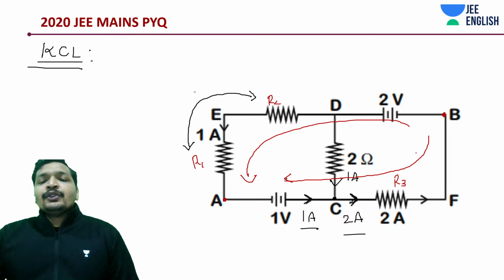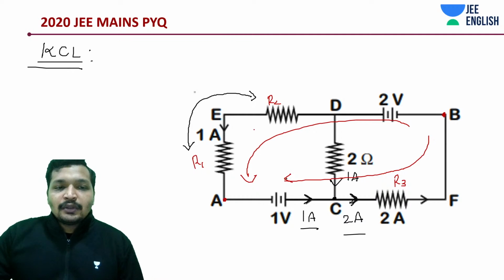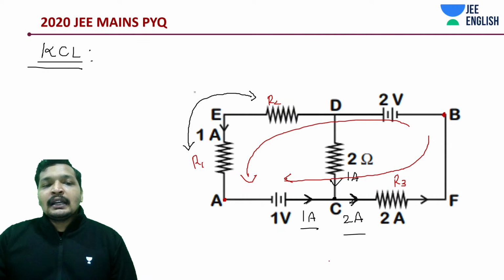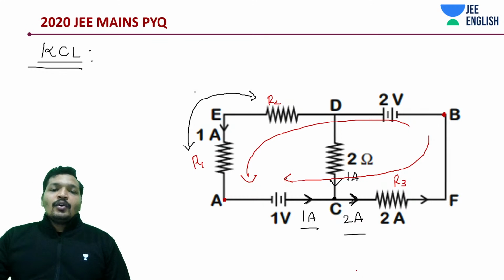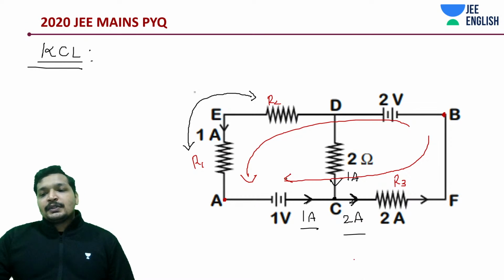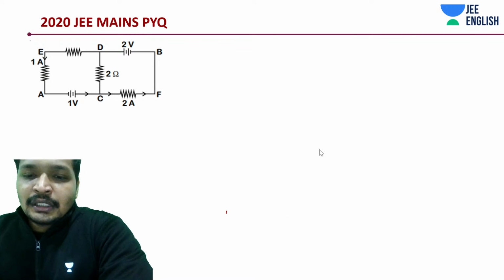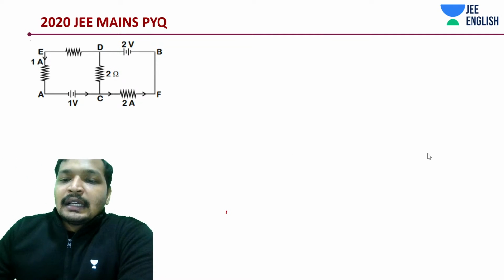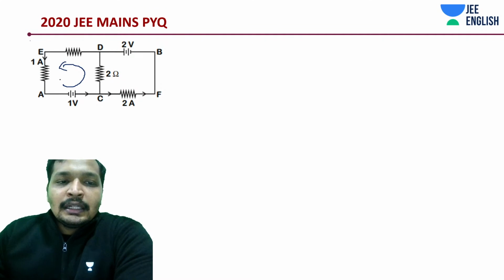Anyway, you can move this way or this way, but we need to first of all get started with individual loops. We applied KCL already, junction law already, and got the values. Now we need to move with individual loops. Which is the first loop I'm going to choose? In this case, according to me, you can go with this loop, let's call this loop 1, or this loop.